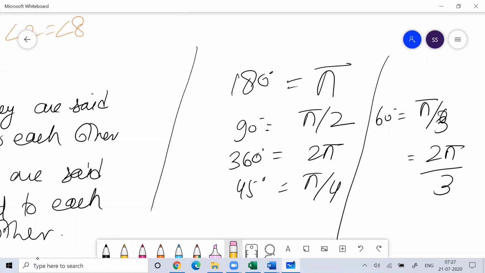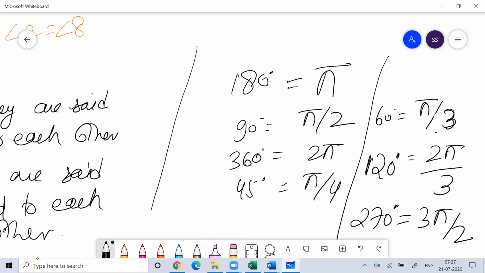So this is pi by 2. This is 2 pi. This is 4 pi. This is pi by 3, 180 divided by 3. 2 pi by 3 means 120 degrees. Then 270 degrees will be how much? 3 pi by 2. And then 30 degrees is pi by 6.